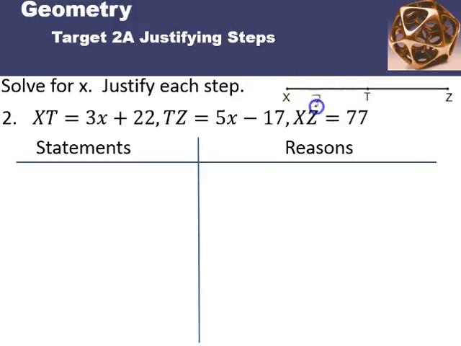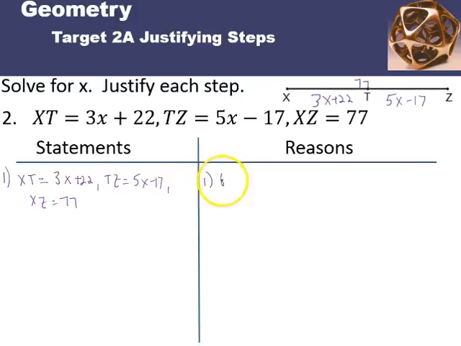So I know that XT is 3x plus 22, and TZ is 5x minus 17, and I know that the whole thing is 77. Looking at this, what I'm given is all this stuff, so let's write that down first. XT is equal to 3x plus 22. TZ is equal to 5x minus 17. And XZ is equal to 77. And again, that was given, so that's why I'm allowed to write that.